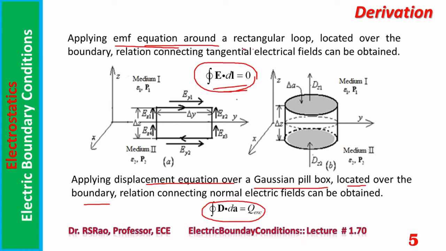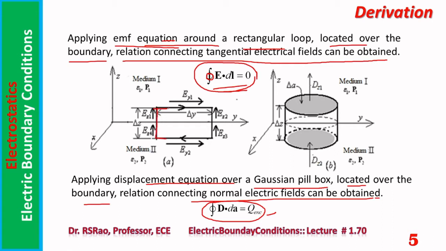Applying the EMF equation around a rectangular loop, where the loop is considered located over the boundary, a relation connecting tangential electric fields can be attained. Using Gauss law, the condition connecting normal electric fields can be obtained. You see here, application of the EMF equation requires integration over a closed path. The closed path selected here is a rectangular loop, shown here. So integration is performed over the rectangular loop.